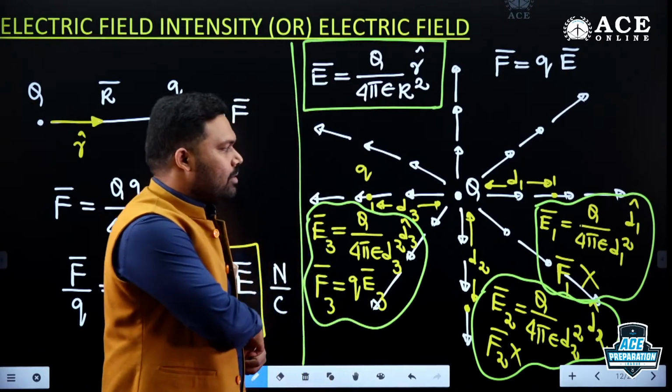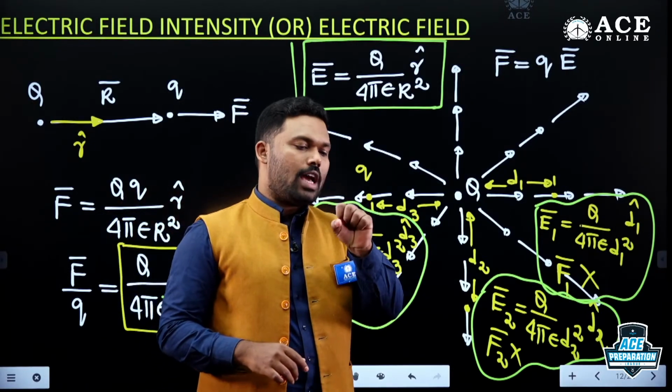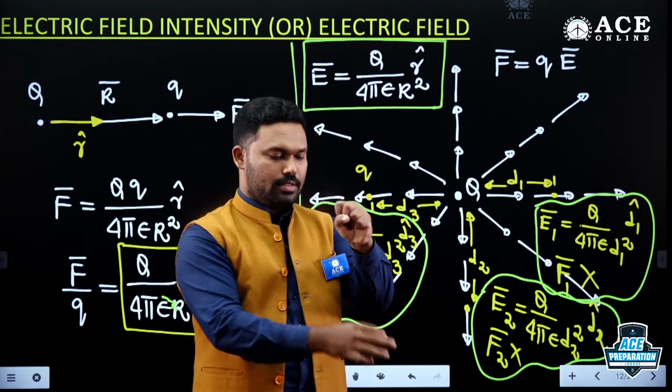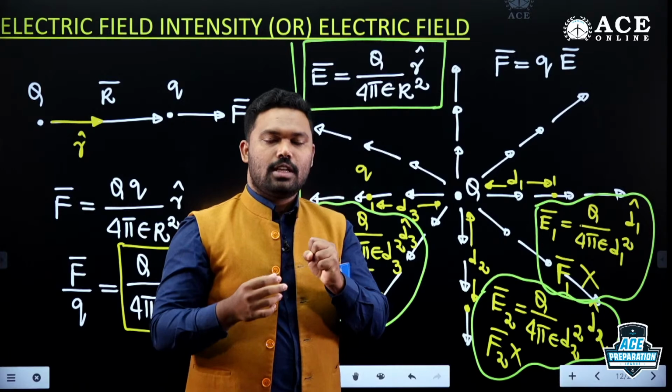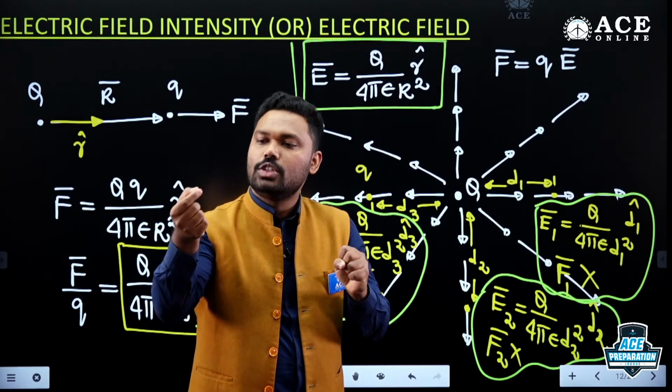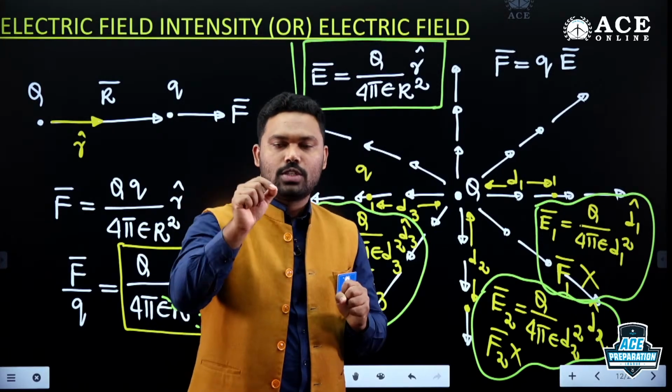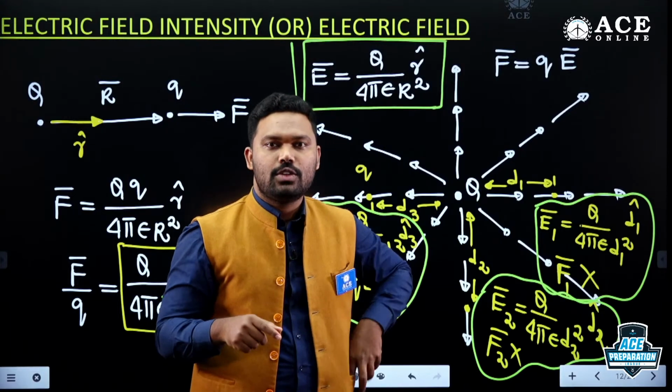So what I want to convey by taking this diagram is, suppose if you have a charge, everywhere there is an electric field. Electric field is there everywhere around the charge. But if you want to experience that one, what you need to do? You need to place one more charge. So what happens? That field will turn into force.